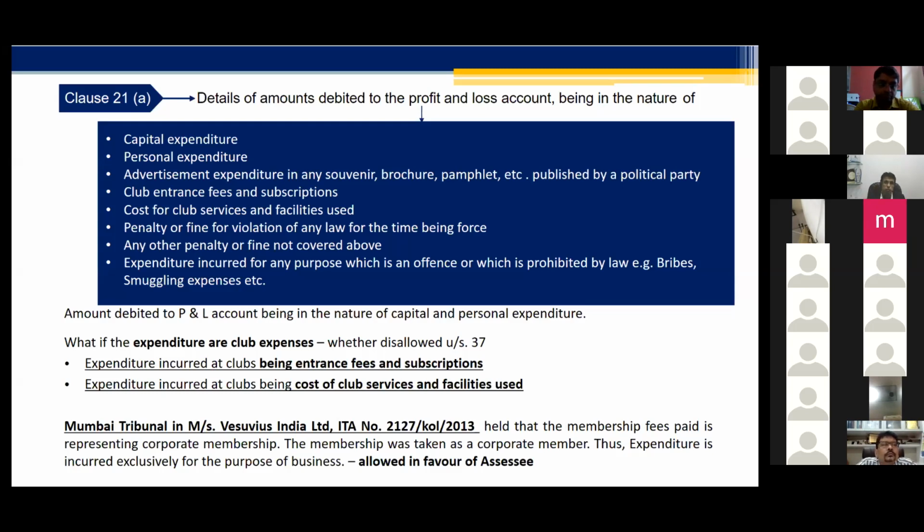There are judgments to the effect which say that if you are taking a membership as a corporate member and if you are able to prove that this is for the purpose of business, for developing relations, it would be allowed. There are judgments of the Gujarat High Court and Mumbai High Court in this regard. So club expenses can be allowed, but as far as reporting is concerned, the auditor has to give a breakup between the entrance fees and the subscriptions, cost of club services and facilities. Entrance fees is generally a one-time payment, which is quite high sometimes in those clubs.